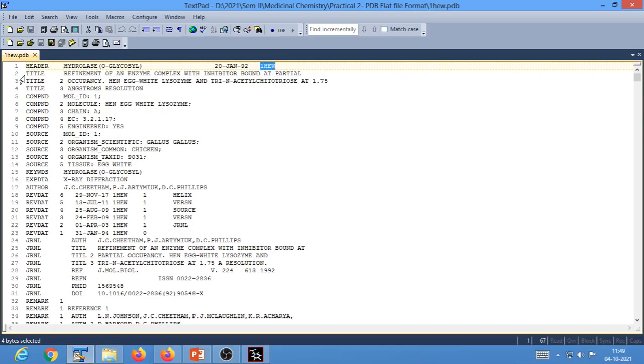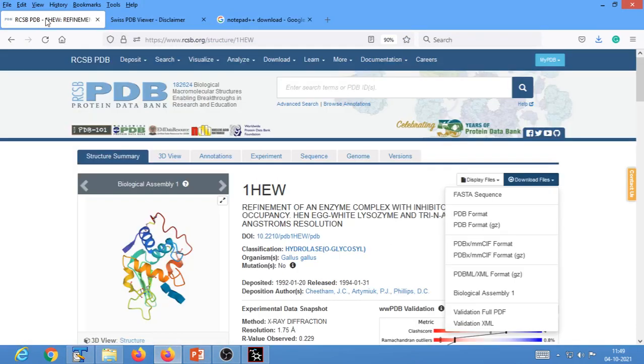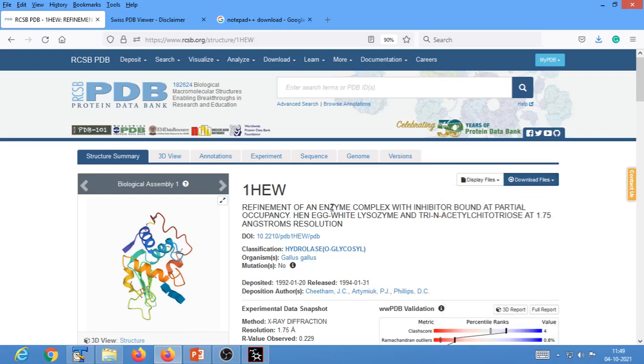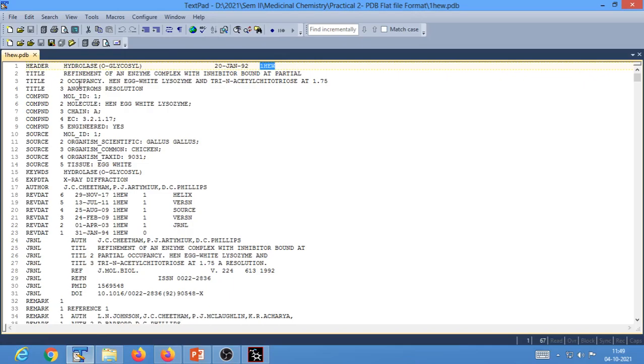The lines that begin with TITLE give you an idea of the title by which this particular model was deposited in the PDB. Do you remember we downloaded this model from the PDB, and it had a title like "Refinement of an enzyme complex with inhibitor bound at partial occupancy," and so on. The same title is present over here. So the title lines give you information about the title of this PDB file.